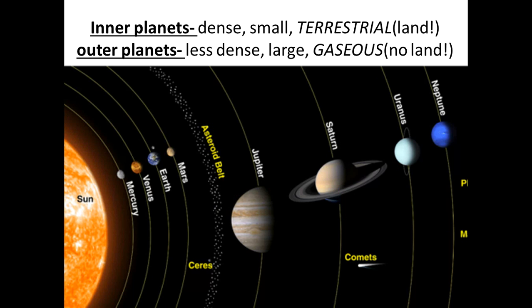Then we look at our inner planet versus our outer planet. Just remember, my very educated mother just served us nachos. That will help you remember the order of the planets. The inner planets are dense, they're small, and they're terrestrial, meaning there's land. Our outer planets are less dense, they're huge, and they're gaseous, meaning there's no land. There's just lots and lots of layers of atmosphere. They're divided by the asteroid belt. Inner planets are closer to the sun. Outer planets are really far away from the sun.